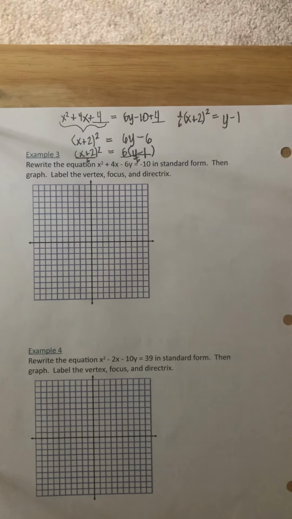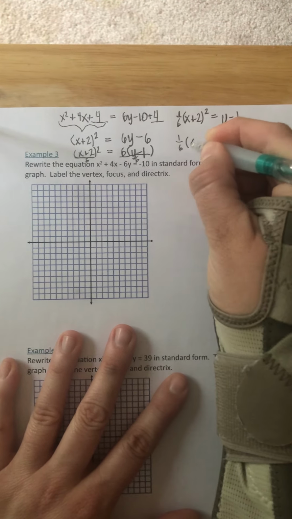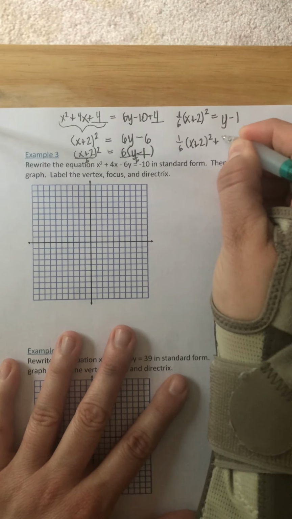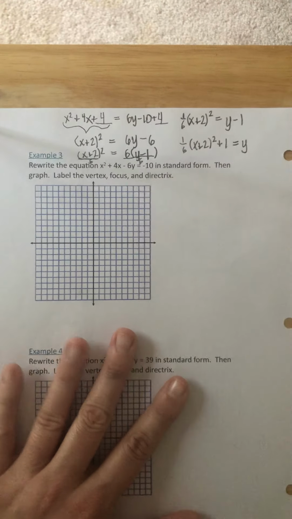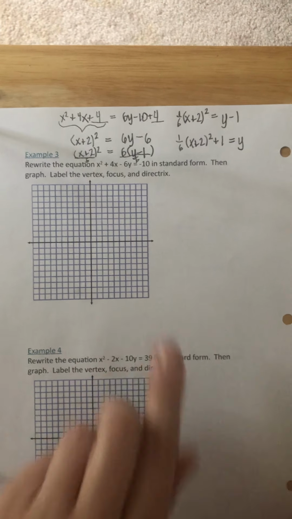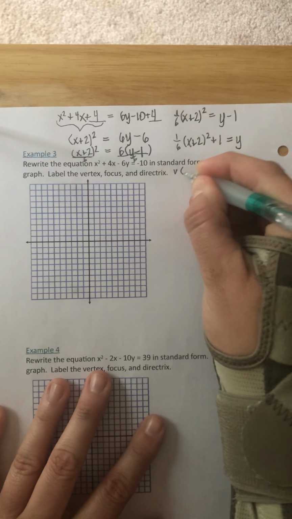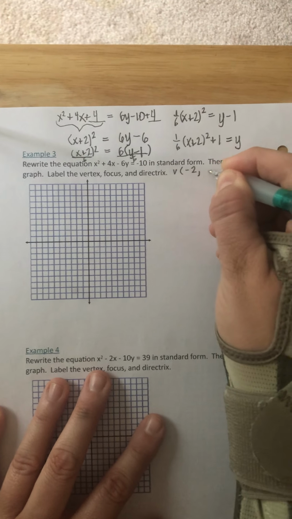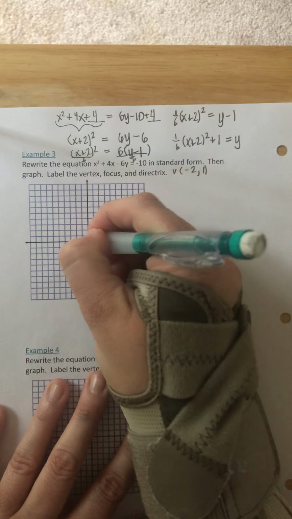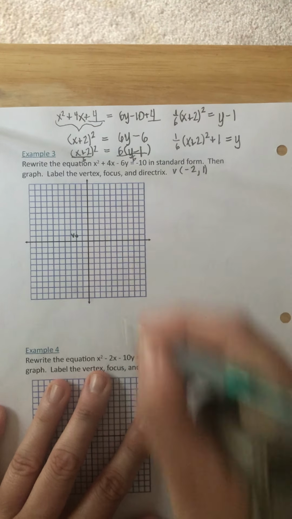And because I like to write it in the other form, I'm going to move that 1 over to the other side. So I have 1/6 times (x plus 2) squared. I'm going to add the 1 over, equals y. So now I have it in that standard form, which means now I can determine what the vertex is. So I want to do h and k. H is the opposite of what I see, so it's going to be a -2. K is exactly what I see, so it's going to be a +1. So -2, +1. That's going to be my vertex.